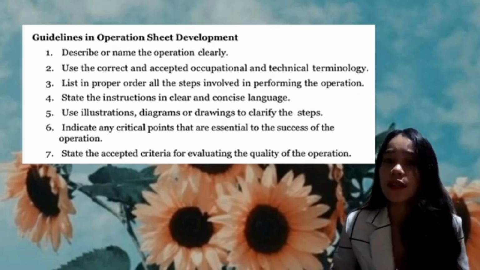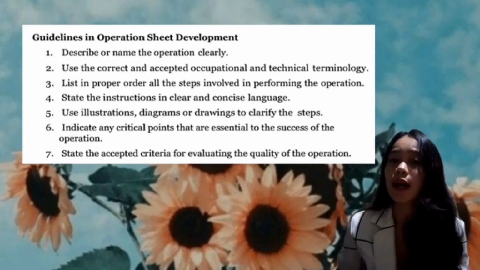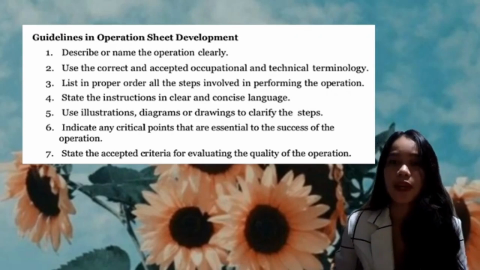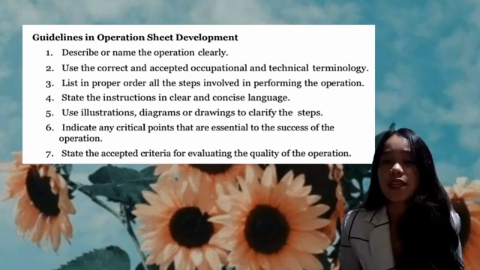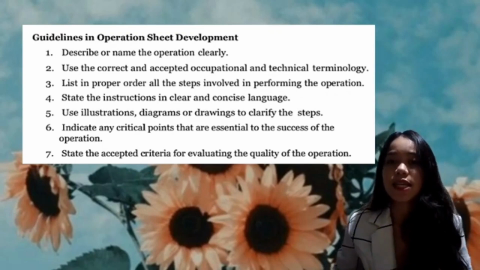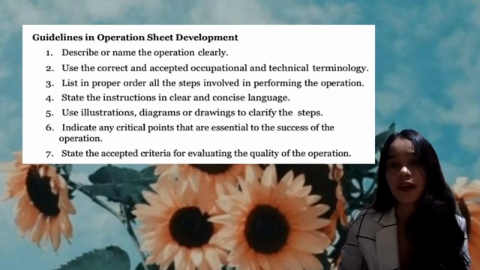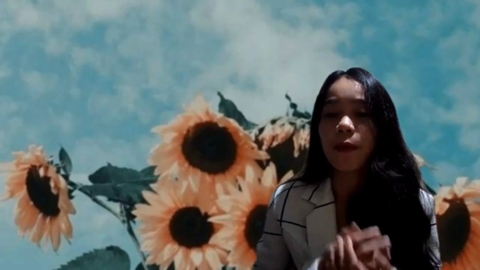Fifth, use illustrations, diagrams, or drawings to clarify the steps so that you can look for it and apply what's on the illustrations. Sixth, indicate any critical points that are essential to the success of the operation. And lastly, state the accepted criteria for evaluating the quality of the operation. Note that the format of operation sheet follows the format of a task sheet.